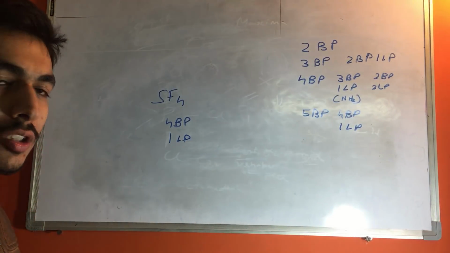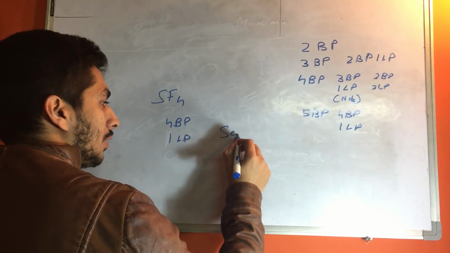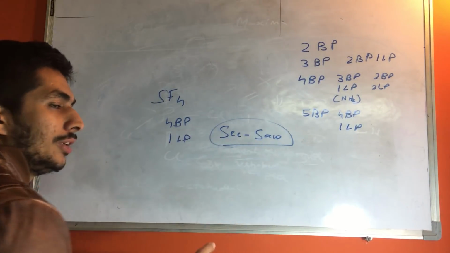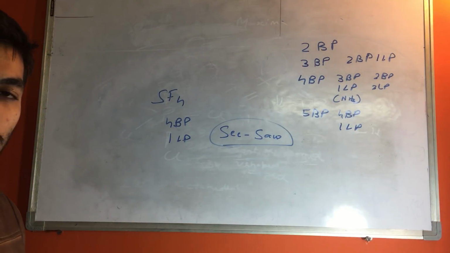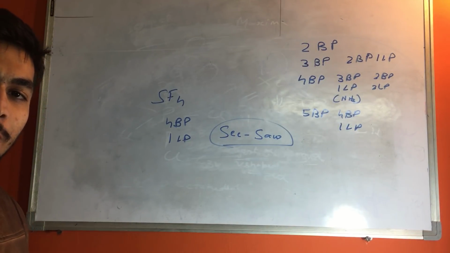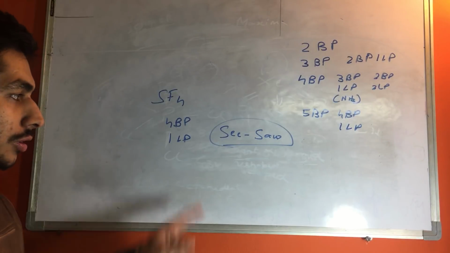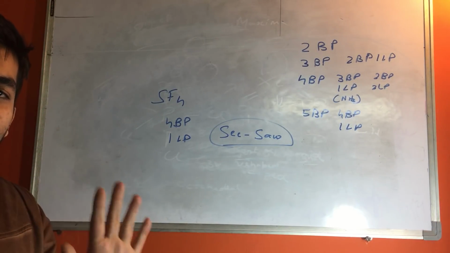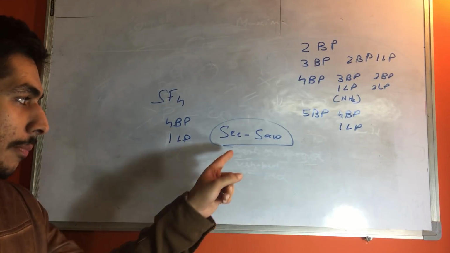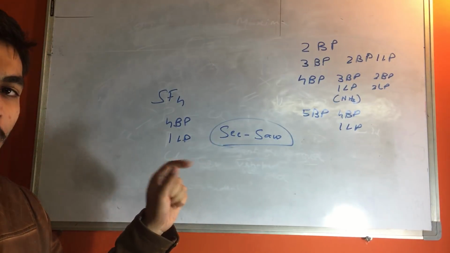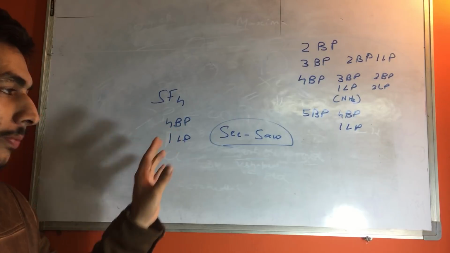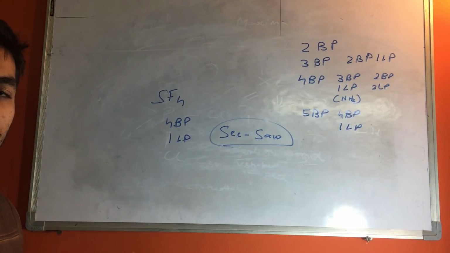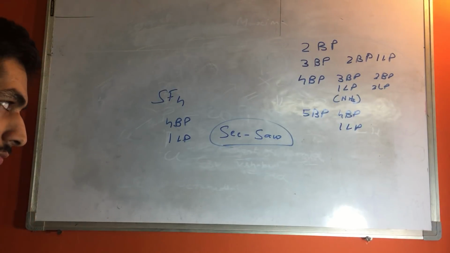And the geometry of such compounds is called seesaw geometry. Sorry, not the geometry, the shape is called seesaw. The molecular geometry is trigonal bipyramidal because there are 5 electron pairs, 4 bond pairs plus 1 lone pair. But the shape is seesaw because we have 1 lone pair, and this 1 lone pair distorts it from the ideal geometry of trigonal bipyramidal, and that is why it has seesaw shape.